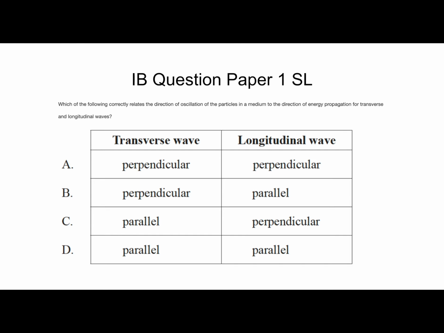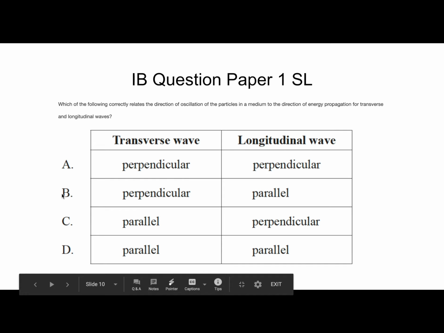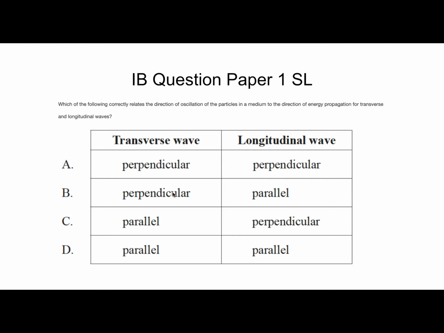Next, we'd like to go through some IB Paper 1 questions for SL students first, and then an HL student one. So pause the video maybe, and I'll read over the question. Which of the following correctly relates the direction of oscillation of the particles in a medium to the direction of energy propagation for transverse and longitudinal waves? I hope the answer you chose was B, because in a transverse wave, the particles oscillate perpendicular to the direction in which the wave is traveling energy. In a longitudinal wave, the particles are moving parallel to the direction of energy propagation. So the answer would be B.